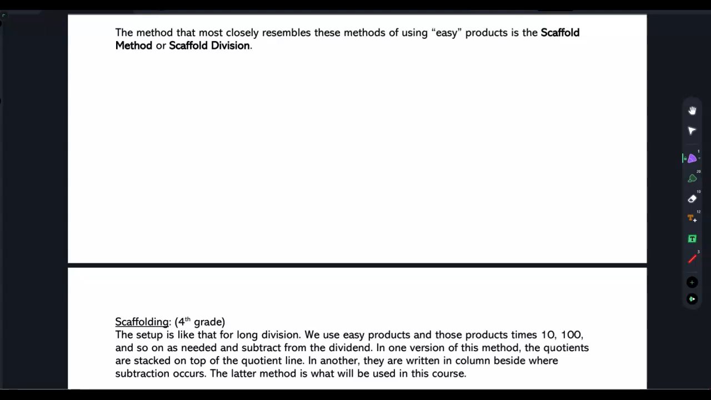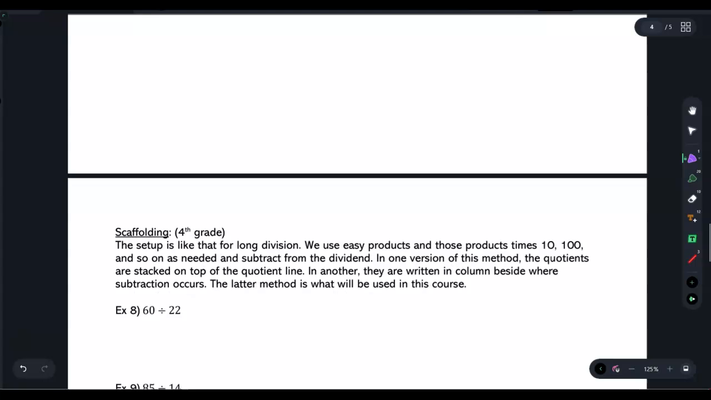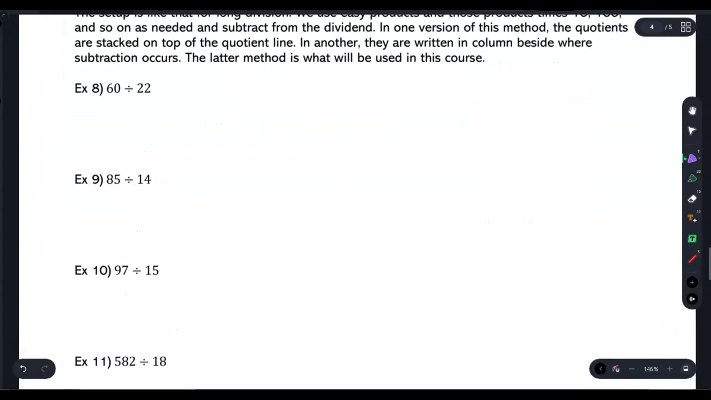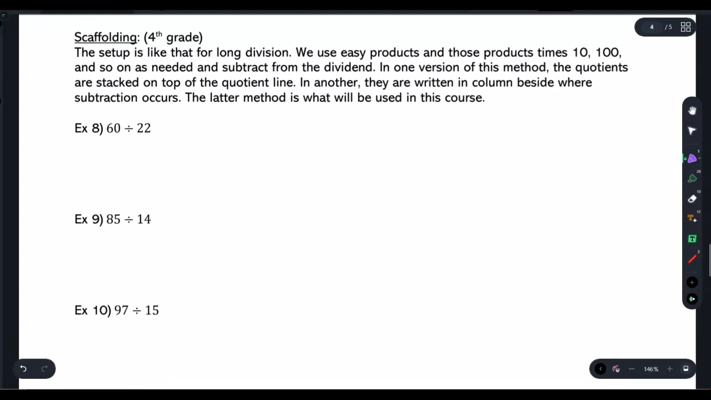The method that most closely resembles the method that we just did of finding easy products and repeatedly subtracting is the scaffold method, or scaffold division. And this tends to be where we are starting now with division. So the setup for this is like long division.